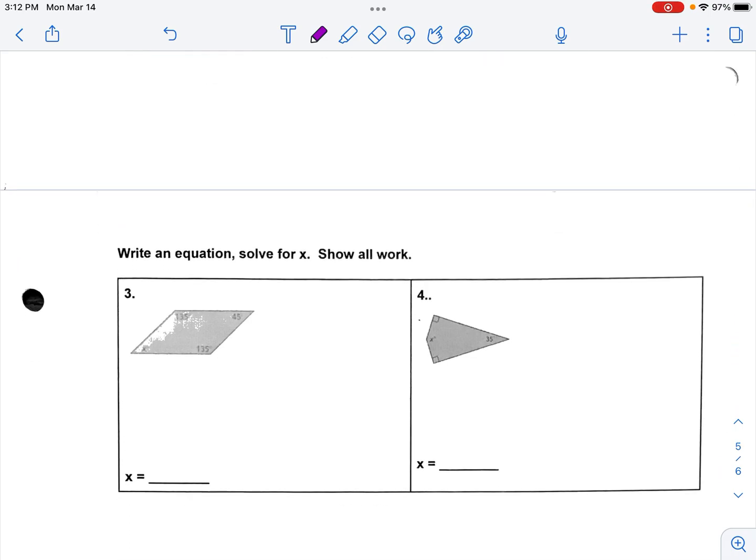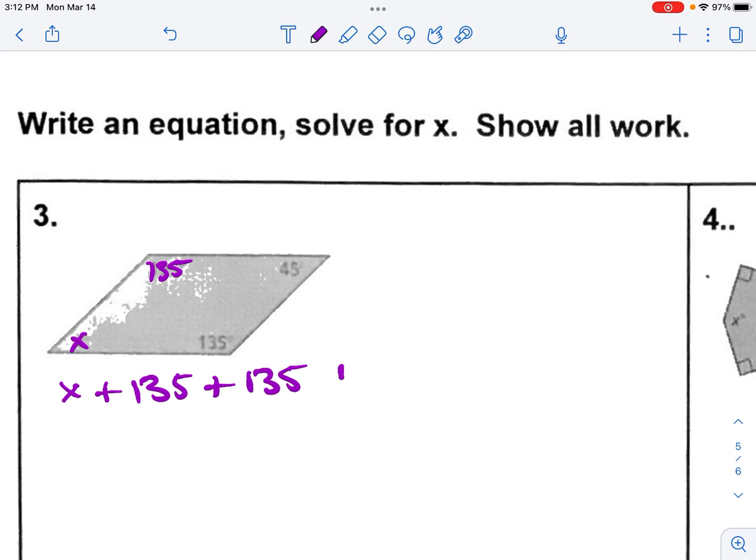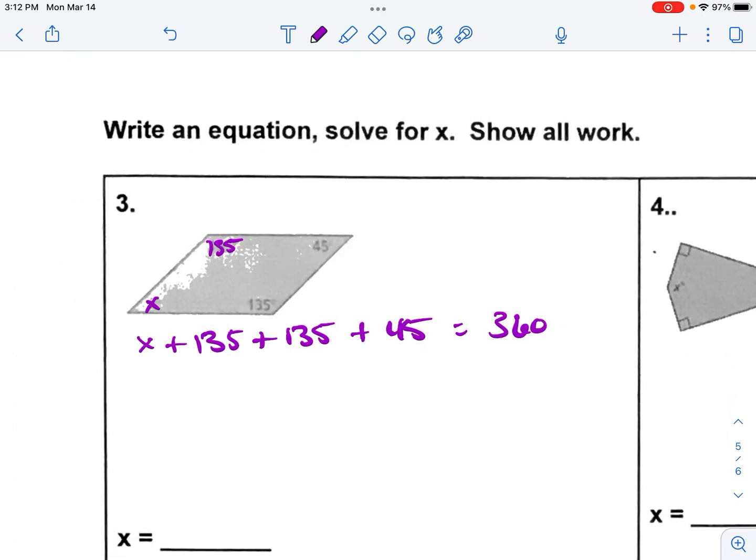That didn't get copied very nice. Number 3 and 4, write an equation, solve for x, show all work. These are quadrilaterals, which means the sum of the interior angles must equal 360. So this says x, this says 135. So I have x plus 135 plus 135 plus 45 equals 360.